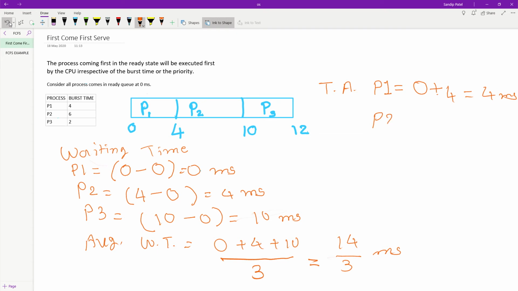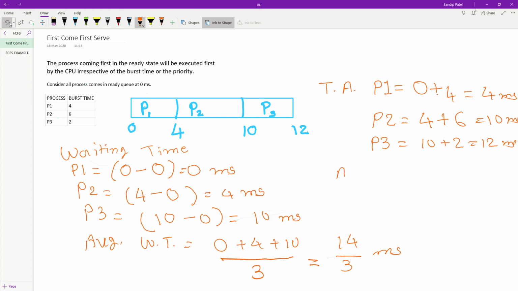Turnaround time for P2 is equal to the waiting time of P2 plus its burst time, that is 6. So it is 10 millisecond. Turnaround time for P3 is equal to the waiting time of P3, 10 millisecond, plus 2 millisecond burst time, so it is 12 millisecond.